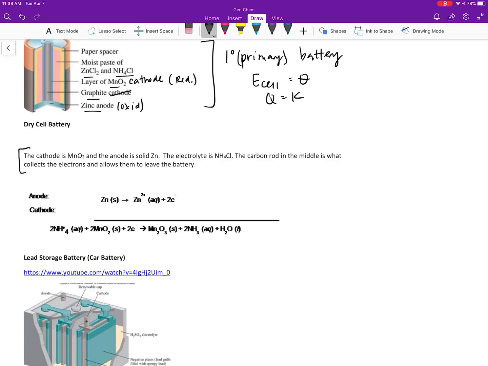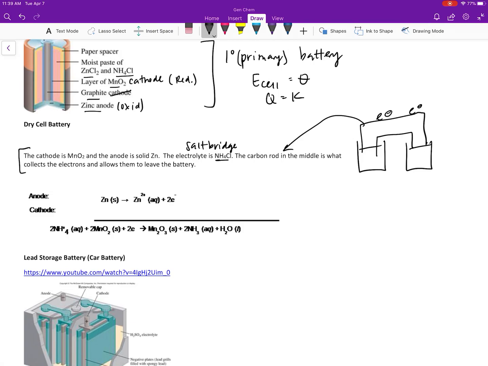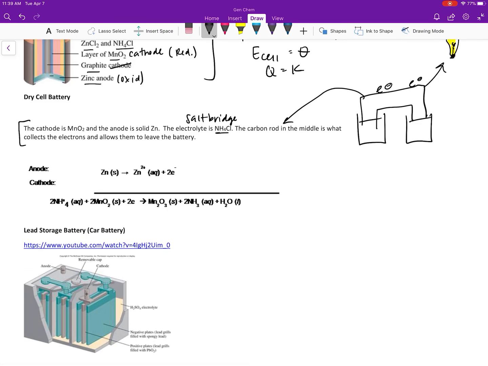Okay. So the cathode is the manganese oxide, the solid zinc is the anode. The electrolyte here is the ammonium chloride, so this is like our salt bridge. And the carbon rod is what collects the electrons and allows them to leave the battery. So if we think about our galvanic cells before, we had the salt bridge, but then we had this other thing that transported the electrons and completed the circuit. And that's what the cathode rod is. But instead of it completing the circuit, it then exits the battery and powers whatever device you have. So this is a bulb. Bulb on.